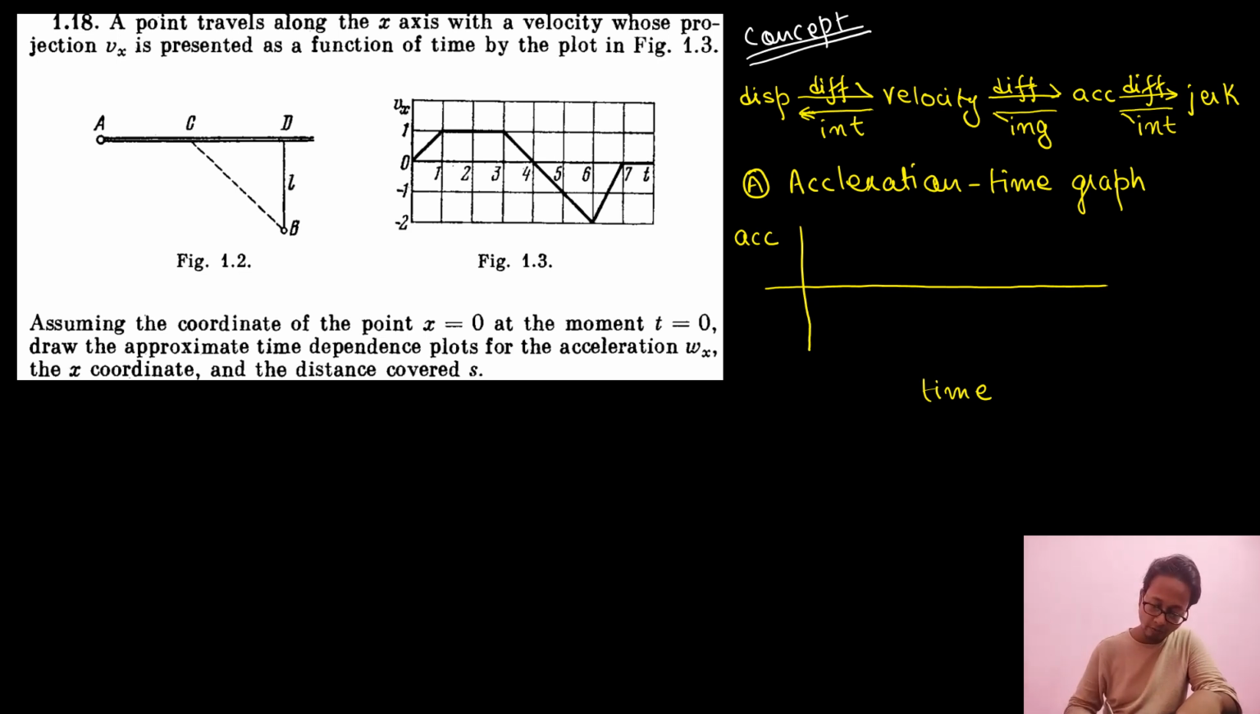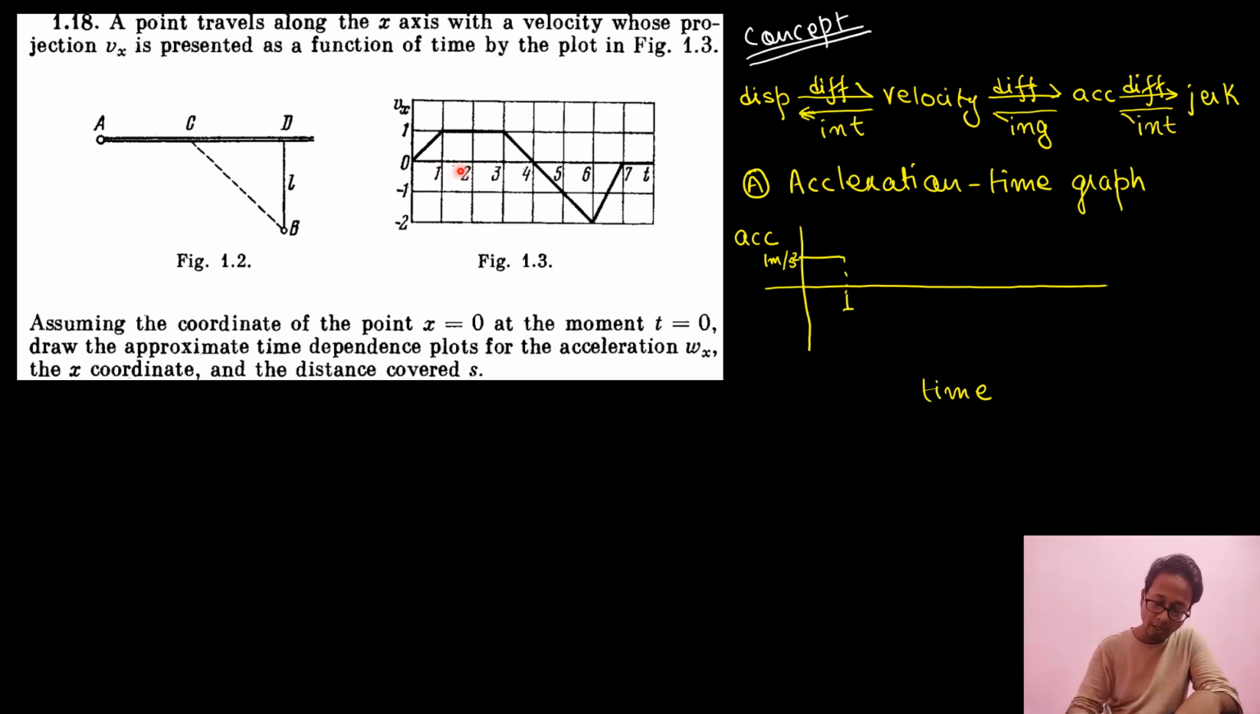Okay, so from 0 to 1, the slope is constant. If the slope is constant, that means dv by dt is constant. If dv by dt is constant, that means acceleration is equal to a constant. The value of acceleration here is (1 minus 0) divided by (1 minus 0), which is equal to 1 meter per second square.